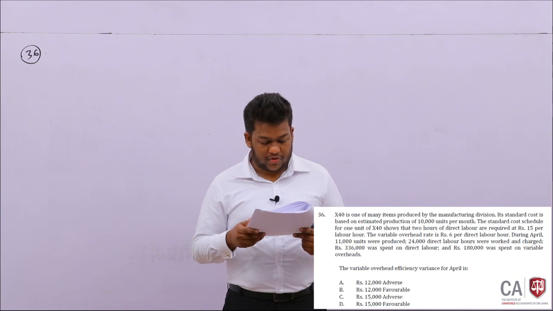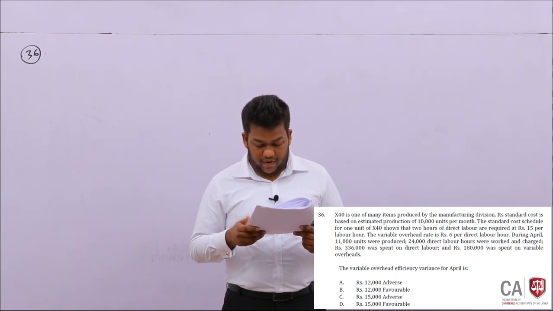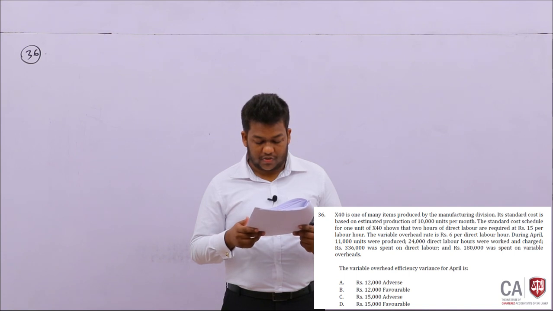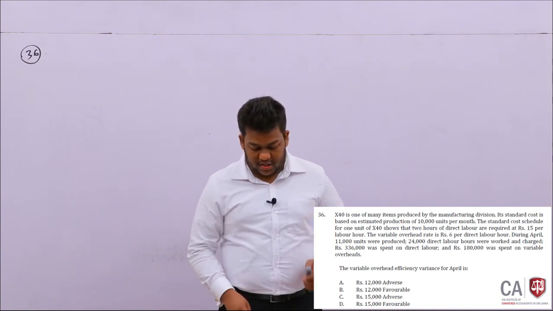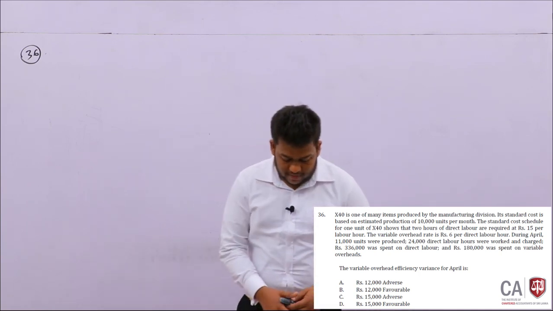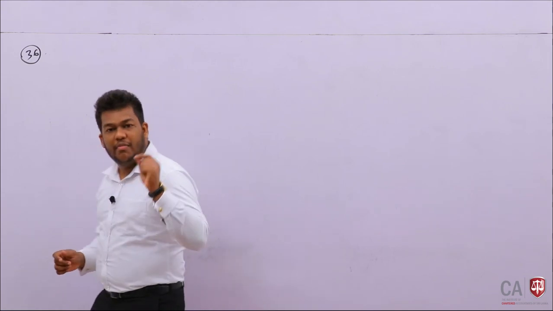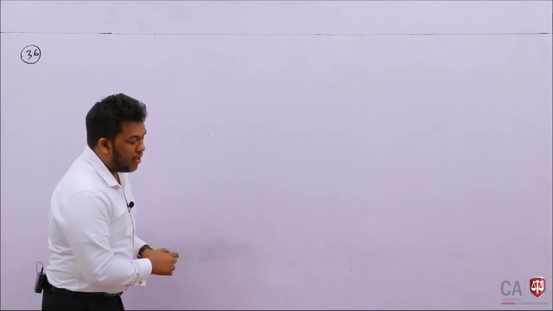During April, 11,000 units were produced. 24,000 direct labor hours were worked and charged. Rupees 336,000 was spent on direct labor and rupees 180,000 was spent on variable overheads. Variable overhead efficiency variance for April. What is the variable overhead efficiency variance formula? The same formula as for labor efficiency.